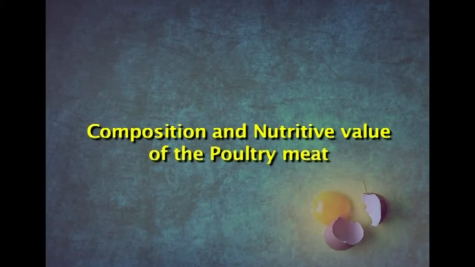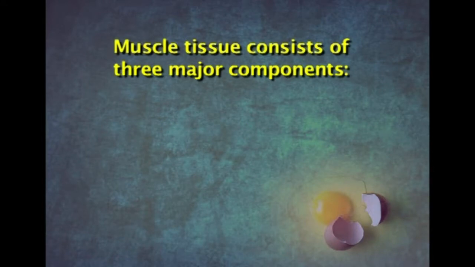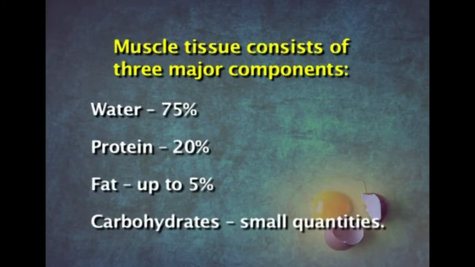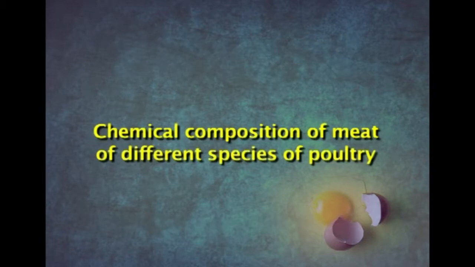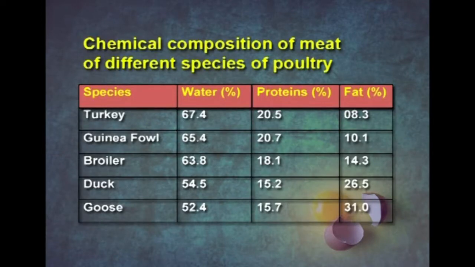Now, let us talk about the composition and nutritive value of poultry meat. Muscle tissue consists of three major components: water 75%, protein 20% and fat only up to 5%, and carbohydrates in very small quantities. Now, I have given you a tabular column which talks about the chemical composition of meat of different species of poultry. As you can see, turkey meat happens to be one of the healthiest because of less fat content, and the ones which have more fat are the geese and the duck.